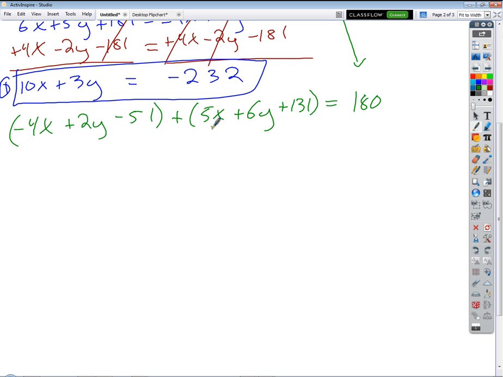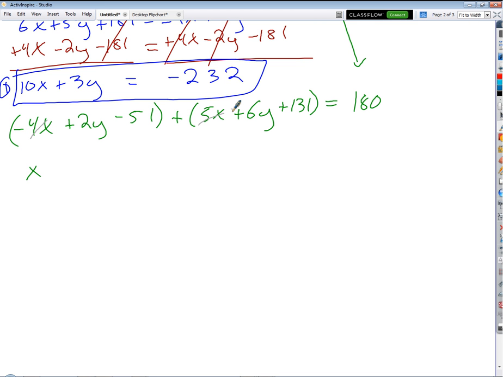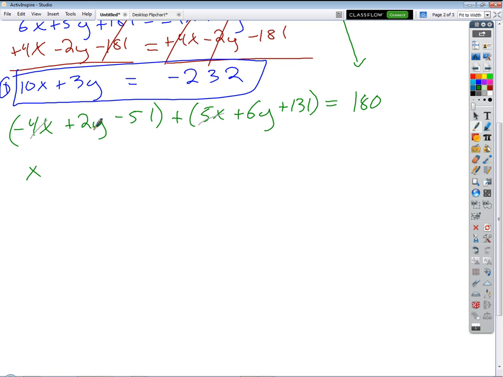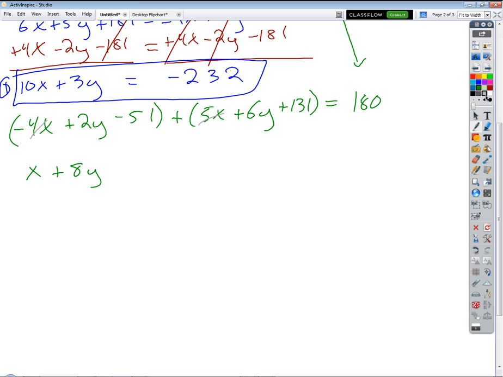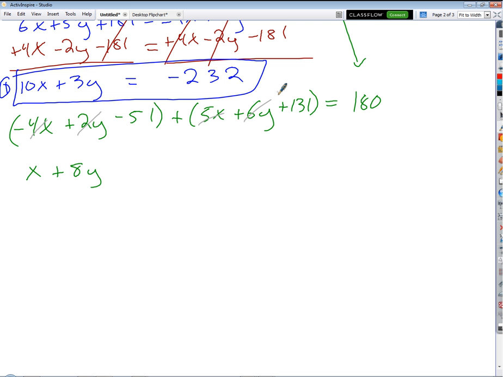Negative 4x plus 5x is what? Everybody agree that's 1x? Negative 4x plus positive 5x is 1x. So let's just sort of cancel these out as we go. Those guys we took care of, they became 1x. What about the y's? 2y plus 6y is 8y. So we combined the y's, so they're taken care of. Now, what about the numbers? What's negative 51 plus 131?